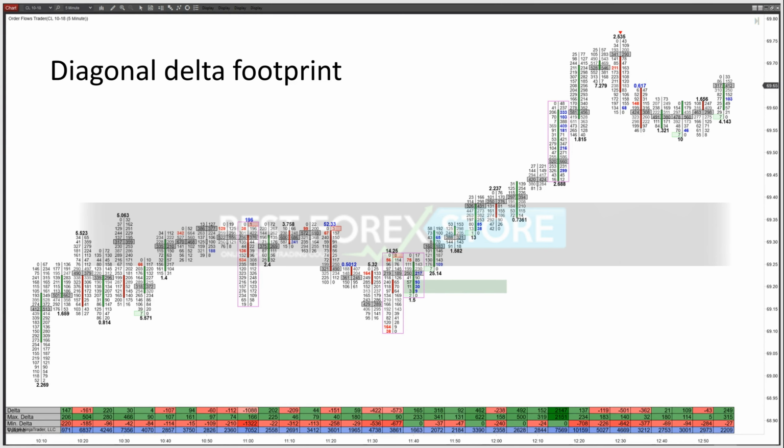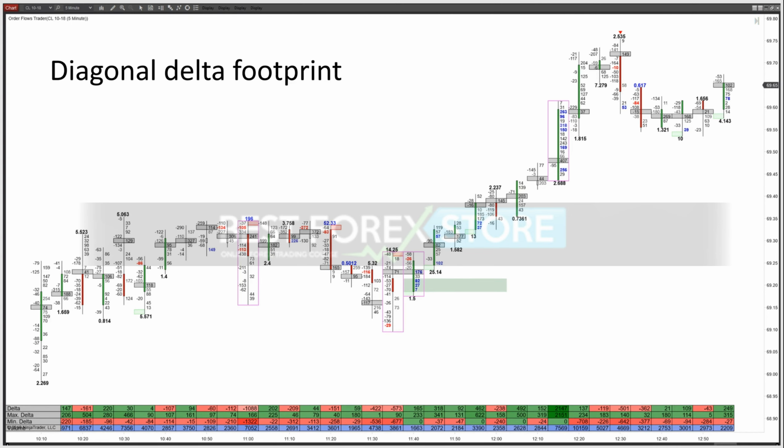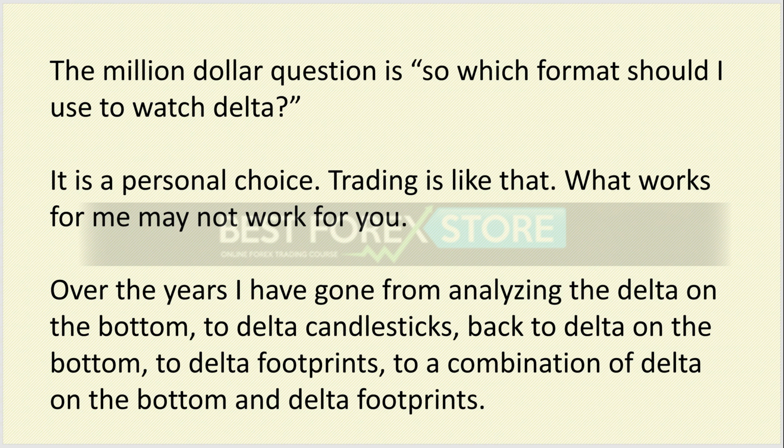This is how it looks on a normal bar chart. This is how it looks on a delta diagonal chart. So the $1 million question is going to be, well, which format should I use to watch delta? Again, it's a personal choice. Trading is like that. You've got to find what works for you. Again, what works for me may not work for you. How I have my chart set up may not be how you want to have your chart set up. Maybe you want to have it a little different.